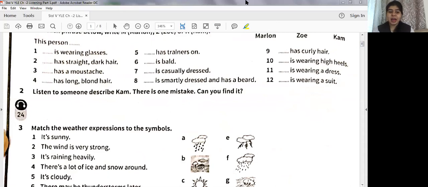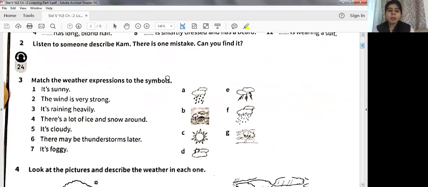Okay. Now let us move to question number 3. And let's see what we have to do in this. You need to match the weather expressions to the symbols. Here you have the photos of the weather conditions, and you have to match them with the symbol. These expressions must be matching with the symbol.